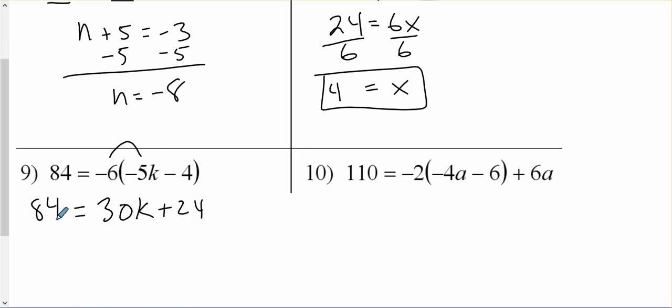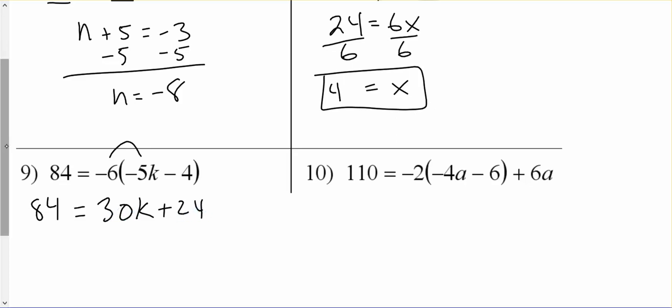So now what's happening to our variable? Our variable is being multiplied by 30, and it's being added with 24. So what's going to undo this? Well, it would be dividing and subtraction, right? What undoes addition is subtraction. What undoes multiplication is division.